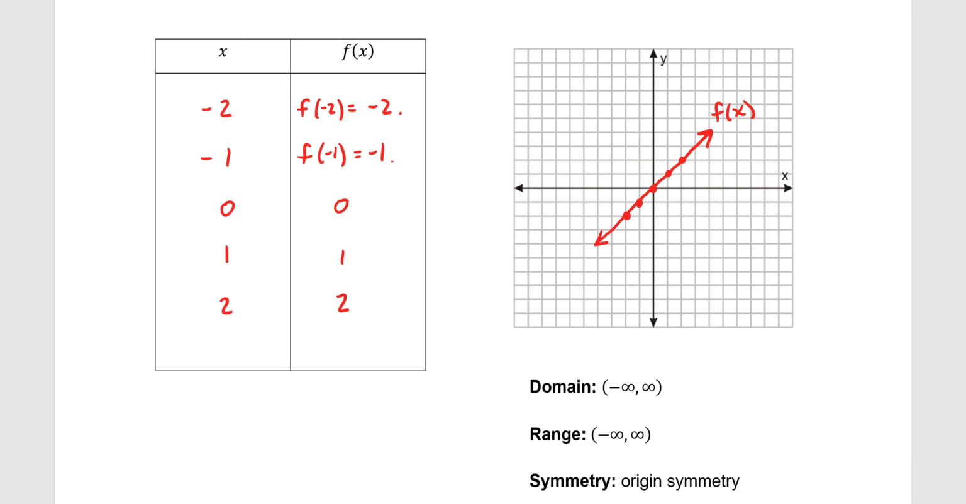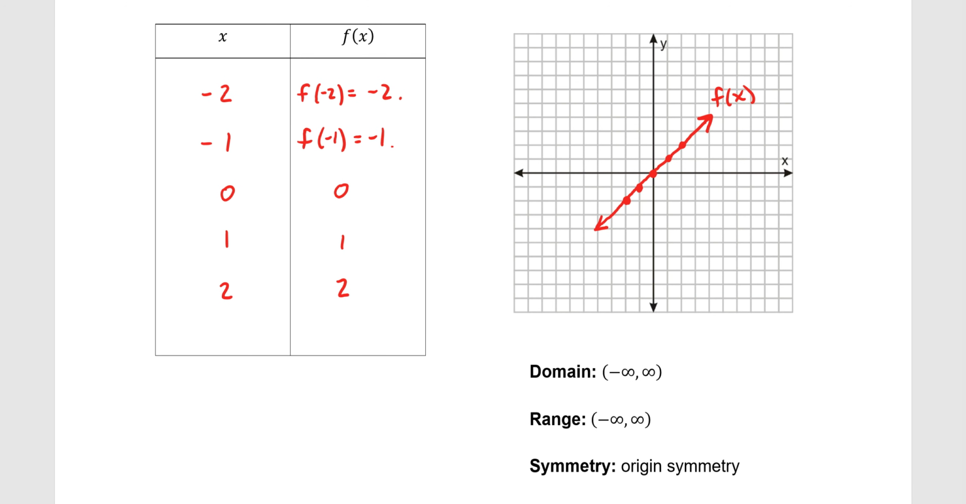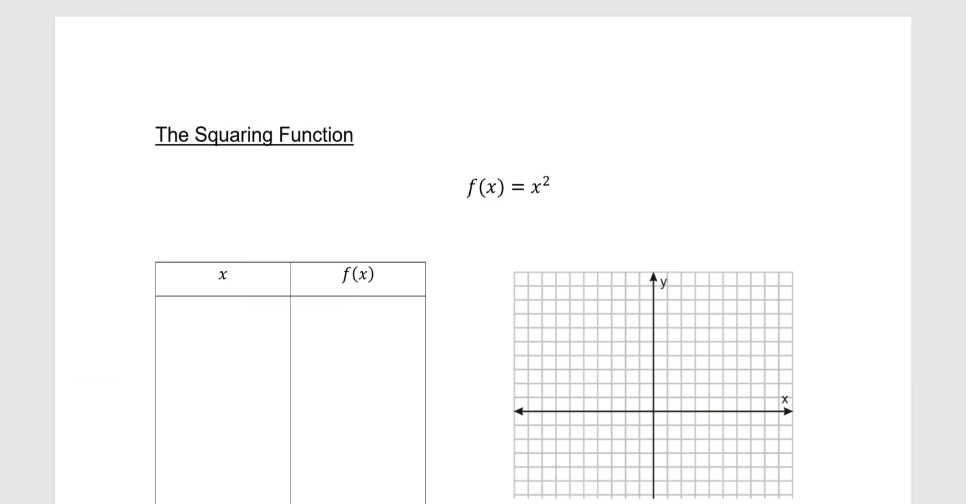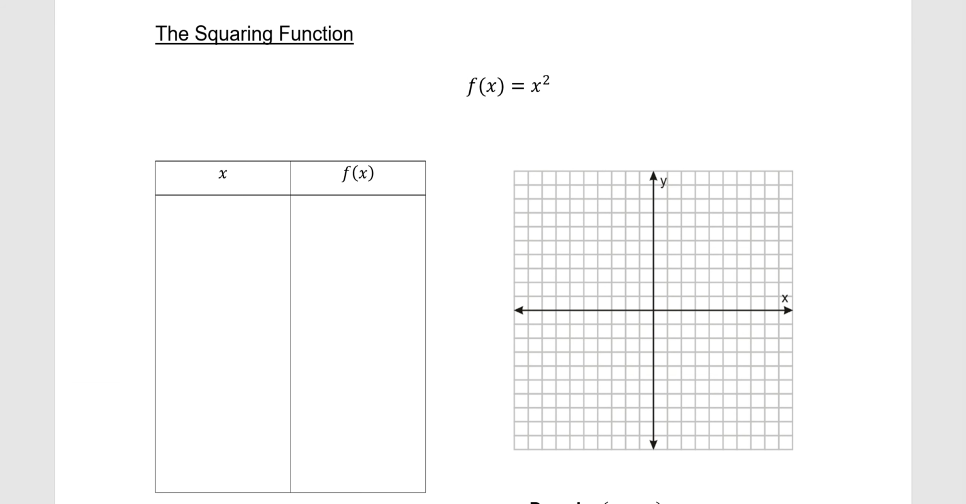Okay, so some properties here. The domain is negative infinity to infinity. So is the range, and this has origin symmetry. Okay, next one is the squaring function. So the squaring function, called the squaring function because it's f of x equals x squared.